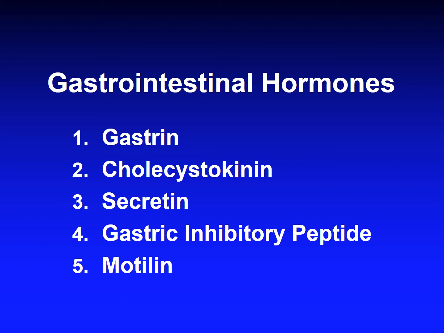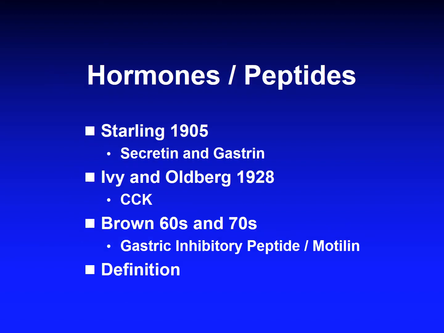Just a little background about them. So we'll start talking about these 5 hormones now. Starling, the English physician, in 1905 discovered secretin and gastrin. Ivy and Oldberg in 1928, I think at the University of Chicago Medical School, discovered cholecystokinin. Brown, in the 60s and the 70s, discovered gastric inhibitory peptide and motilin. So the 5 gut hormones were discovered pretty recently.